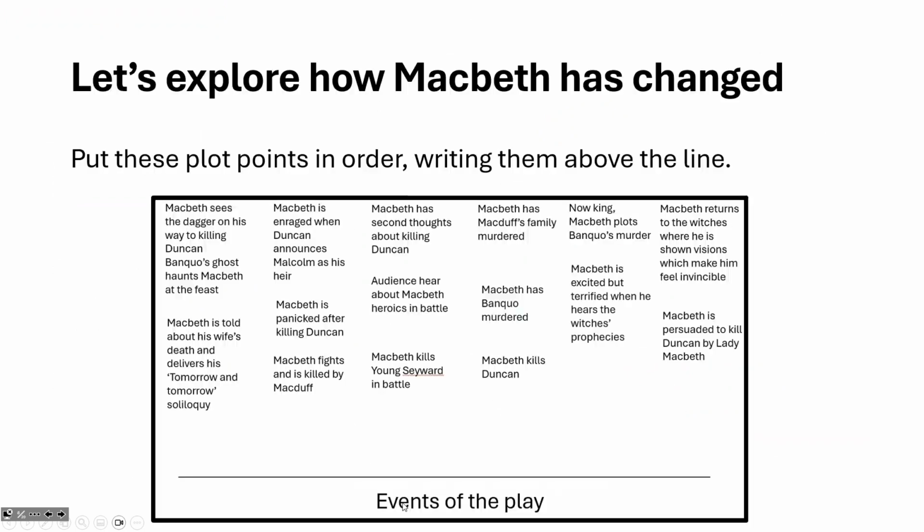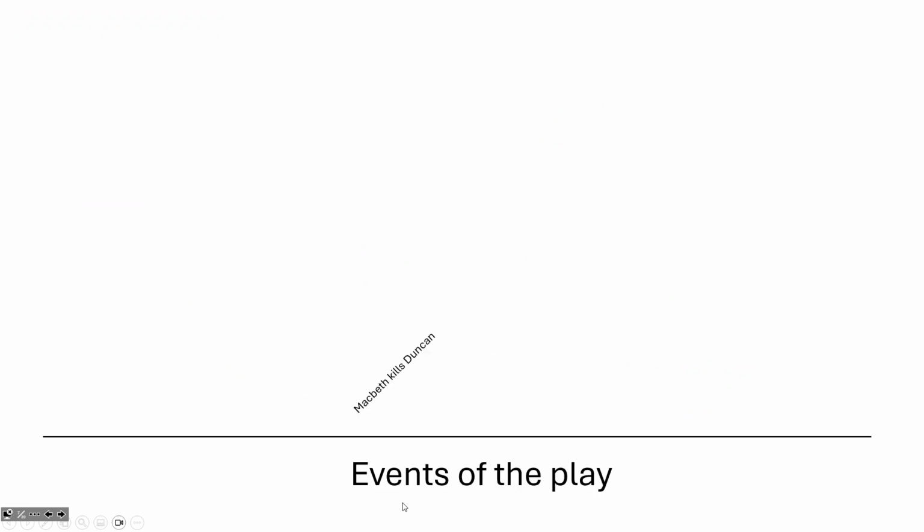So look at those 17 plot points. Using your knowledge or any extra research that you can, put them into order. Key plot points about Macbeth's character in the play, writing them diagonally on the line like that. That should take you about 10 minutes, I think. Do that now, please.